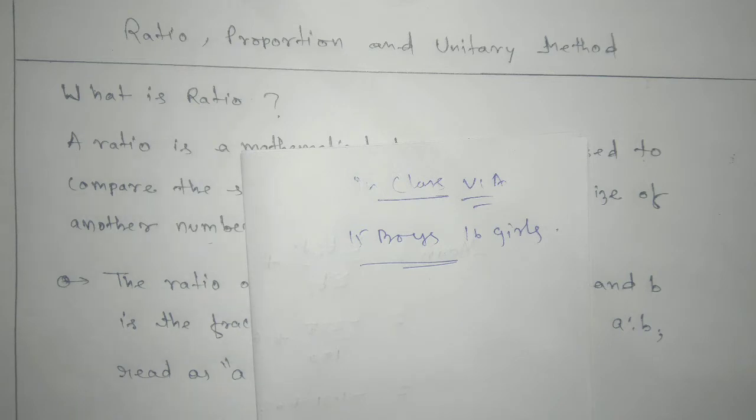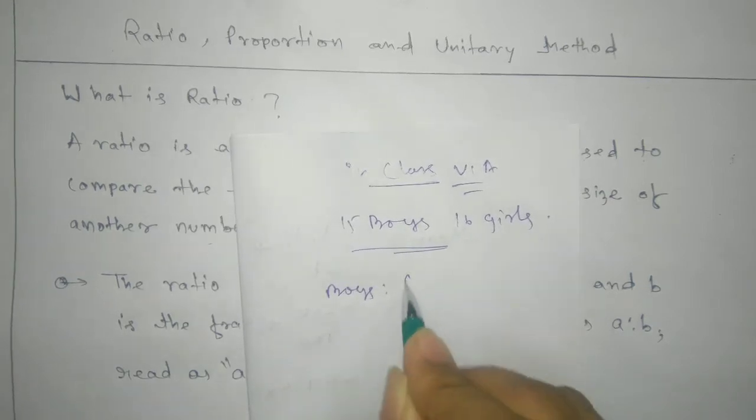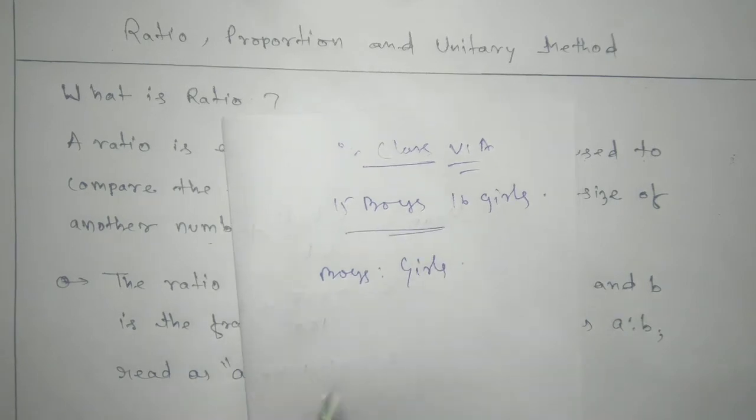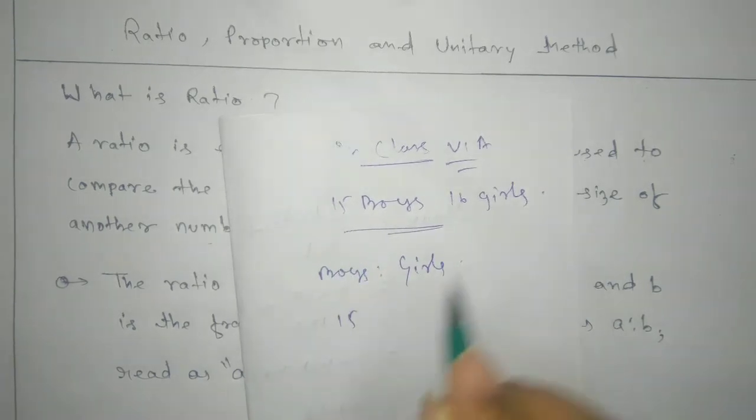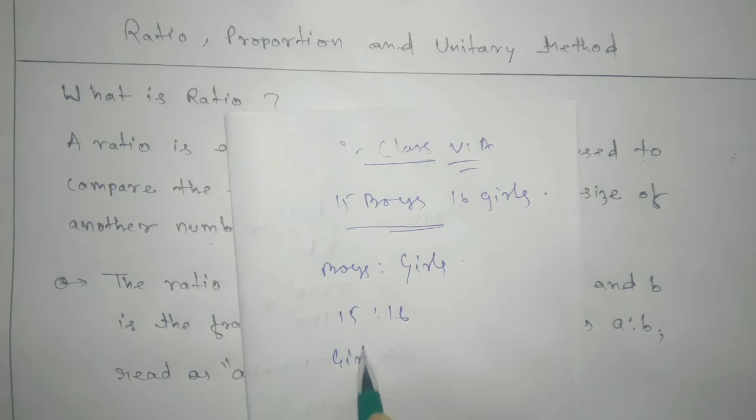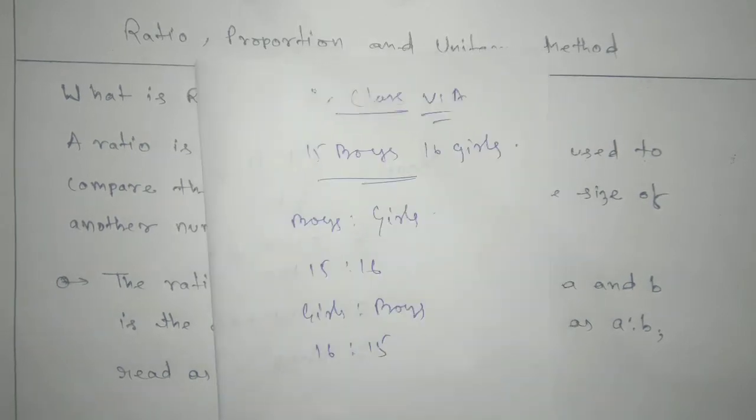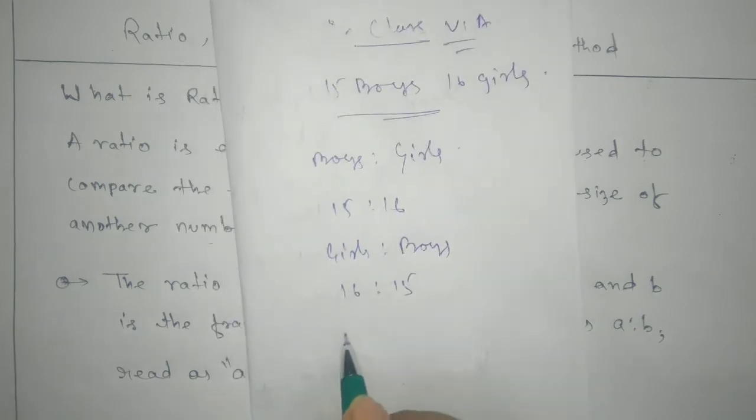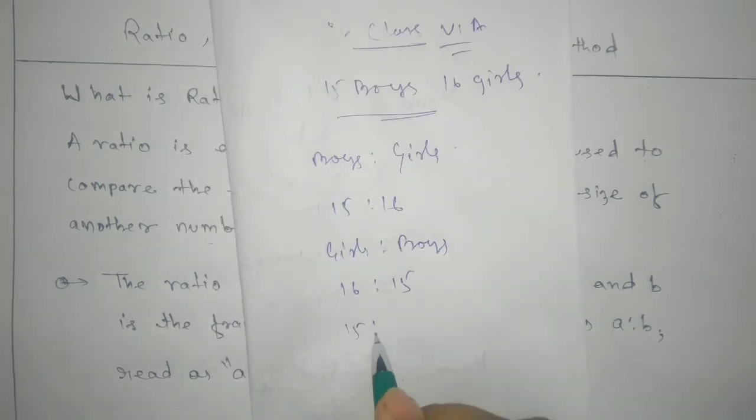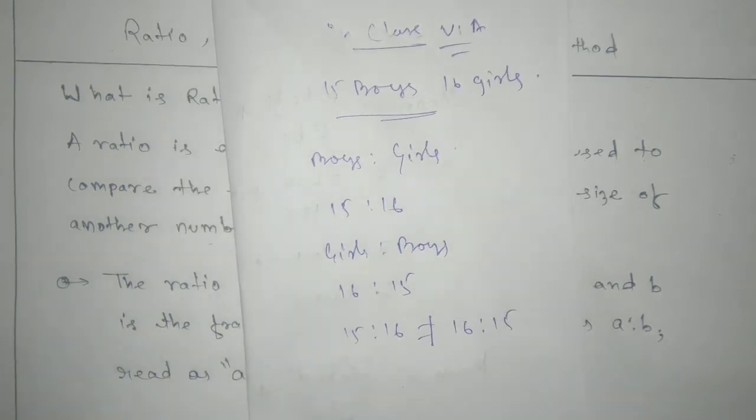Now you want to keep it in the ratio, like boys is to girls. That means boys is to girls, you want to keep it. So here boys how many? 15. And here girls 16. Your order is very important. If I write girls is to boys, then your answer will be 16 is to 15. And remember, 15 is to 16 is not equal to 16 is to 15.